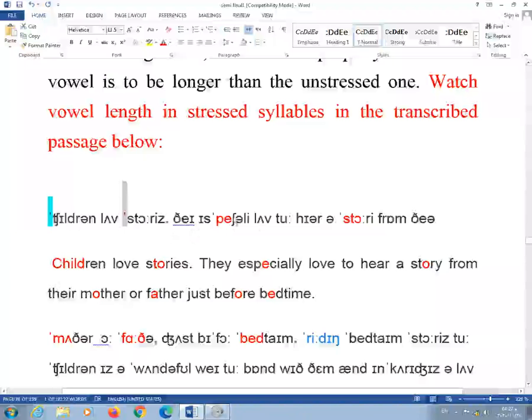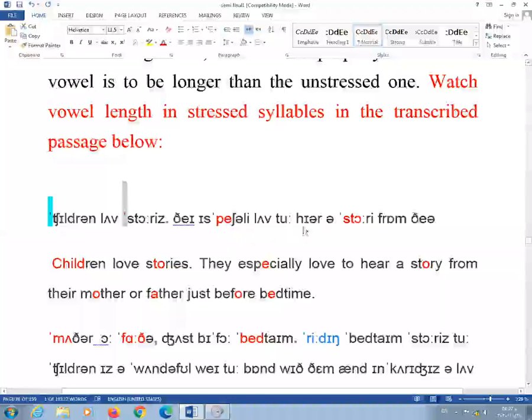They especially. See what's the syllable that you hear most? Be. So this is the stressed syllable. What happens to the vowel inside this syllable, or all syllables which are stressed, is that they get longer and stronger and louder. Okay, this is what it means to be stressed. Okay, especially.